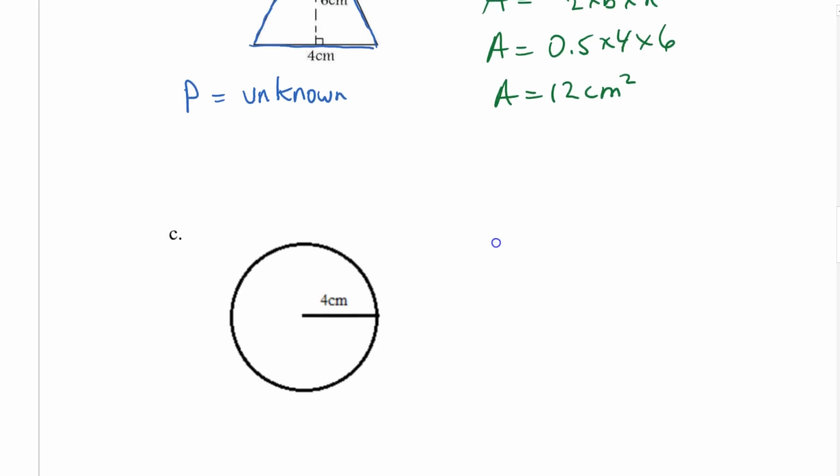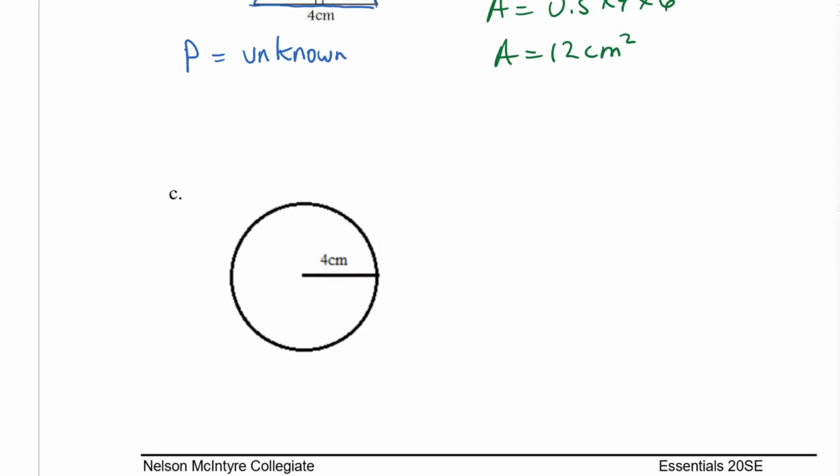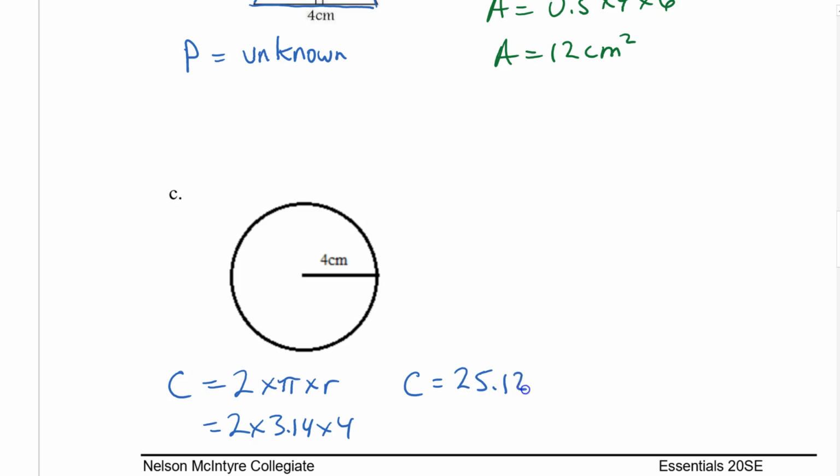We've got one last one here. For a circle, we don't call it perimeter, we call it circumference. Circumference is 2 times pi times r. So it's going to be 2 times 3.14 times 4, which I get an answer of 25.12 centimeters. I think we did that one already.